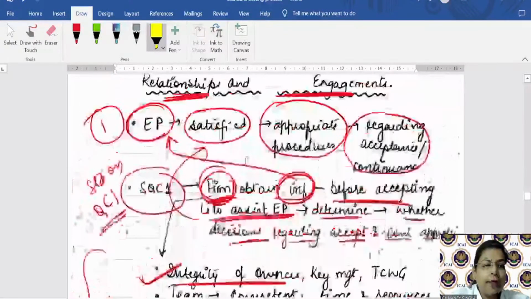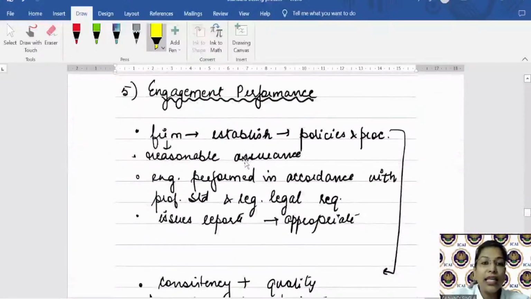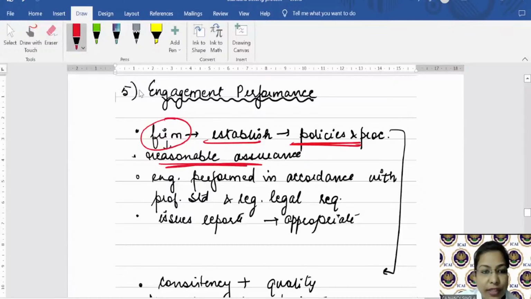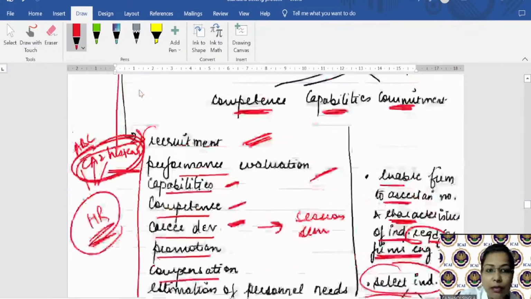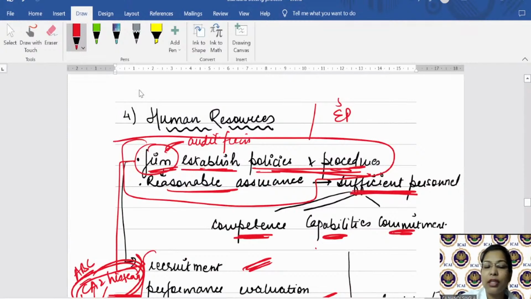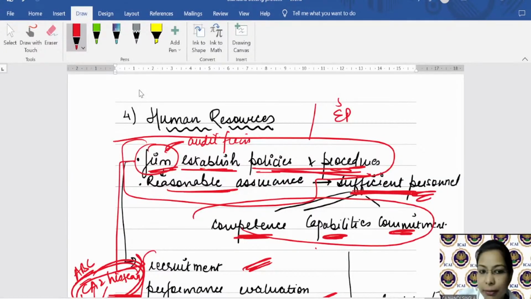ठीक है. Now is the next point relating to what, engagement performance. And as Ayush was asking me and other students were also asking, ma'am, how to learn. देखो same है ना. Just a minute. Firm to establish the policies and procedures to obtain a reasonable assurance. ये भी तो यहाँ पर भी तो यही पढ़ा था ना. अब ह्यूमन रिसोर्स में क्या रीजनेबल एश्योरेंस लेना कि सफिशिएंट पर्सोनल है विद द रिक्विजिट कंपिटेंस कैपेबिलिटी कमिटमेंट.